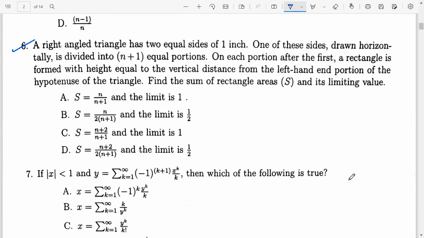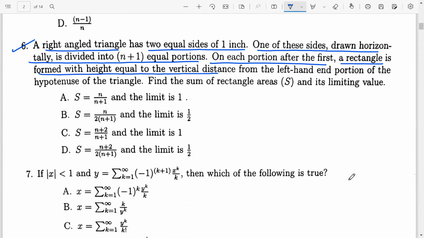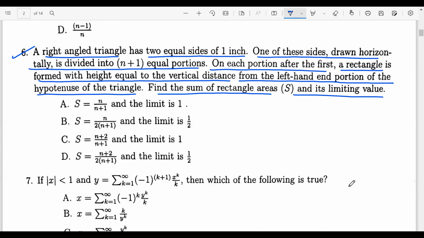Question number 6. A right angle triangle has two equal sides of 1 inch. One of these sides drawn horizontally is divided into n plus 1 equal portions. On each portion after the first, a rectangle is formed with height equal to the vertical distance from the left hand end portion of the hypotenuse of the triangle. We need to find the sum of the rectangle areas and its limiting value. So let's first of all draw the figure for this question.